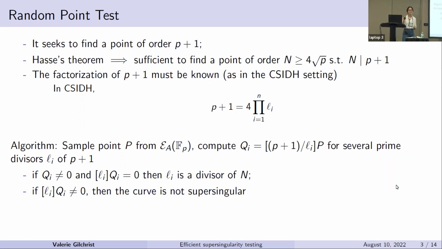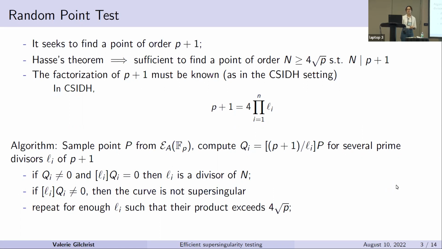We can also check if li times qi is not 0, then this means that the order of p does not divide p plus 1, and so our curve is not supersingular at all, and so we could terminate at that point. We're going to do this for enough li so that the product of the li is at least 4 root p. Okay?